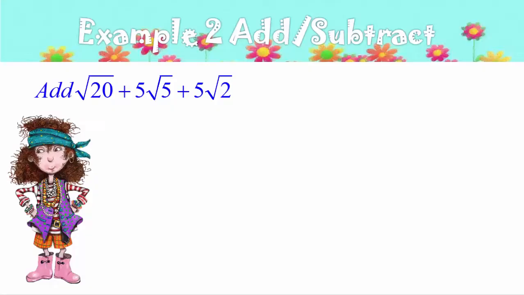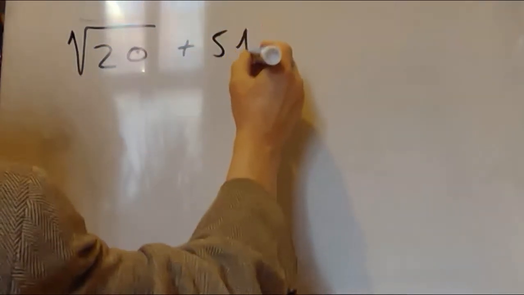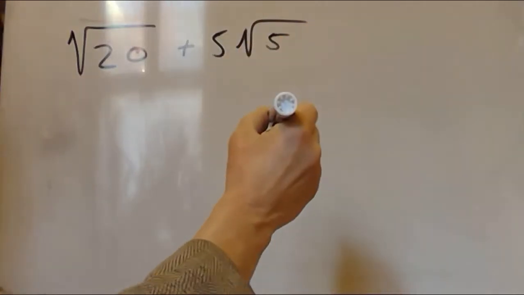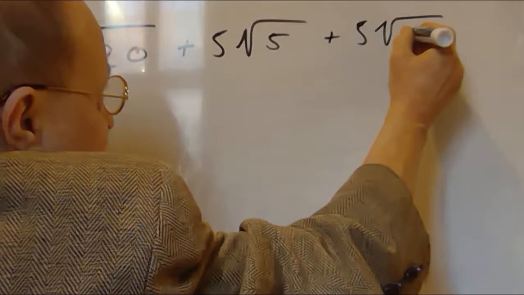In example number 2, we're asked to add square root of 20 plus 5 square root of 5 plus 5 square root of 2. So now let us go over to the whiteboard and work this one out. So here we have the square root of 20 plus 5 square root of 5 plus 5 square root of 2.